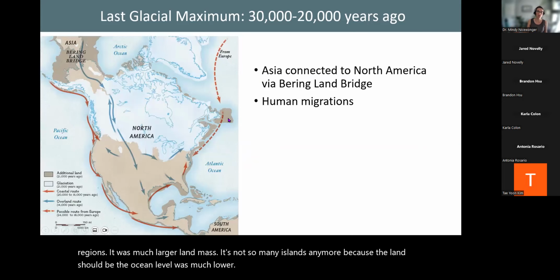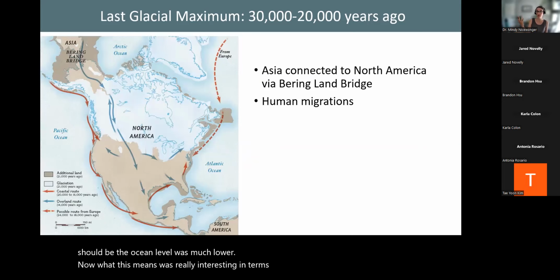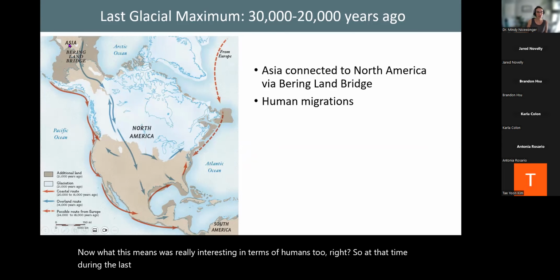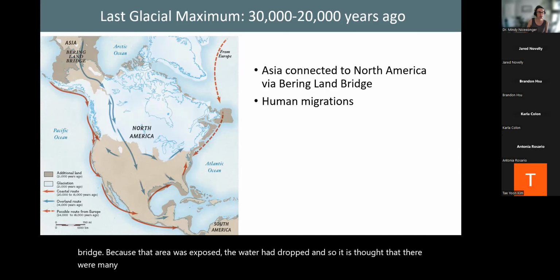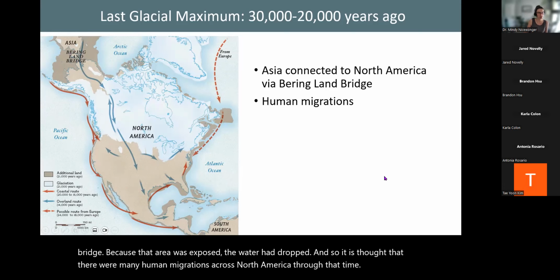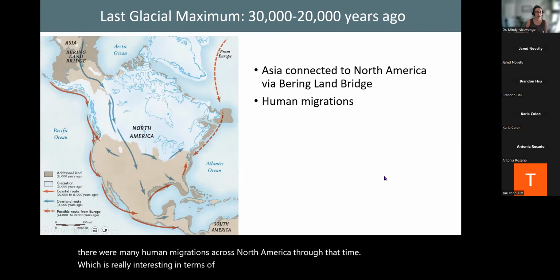Now, what this means was really interesting in terms of humans too, right? At that time, during the last glacial maximum, Asia was connected to North America via the Bering Land Bridge because that area was exposed, the water had dropped. And so it is thought that there were many human migrations across North America through that time, which is really interesting in terms of humans and ancestors.